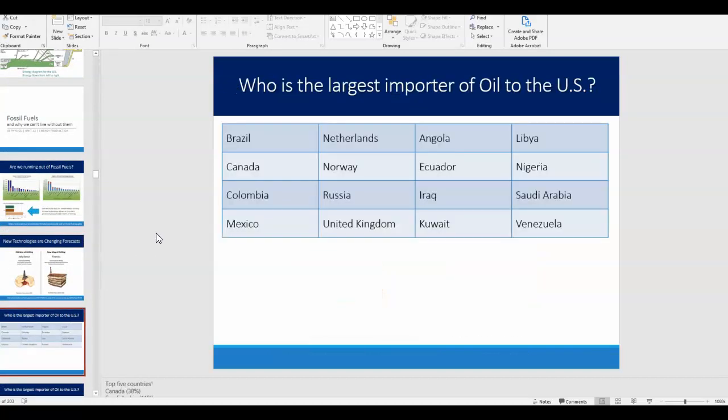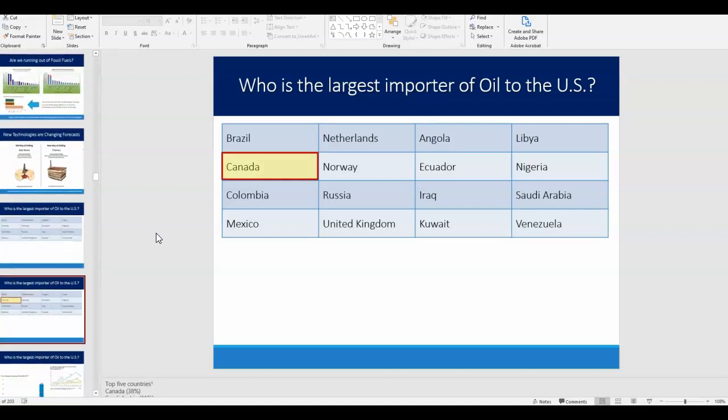Just a fun quick question. Look at these different countries. Who do you think is the largest importer of oil to the US? You actually might be surprised. The answer is actually Canada.